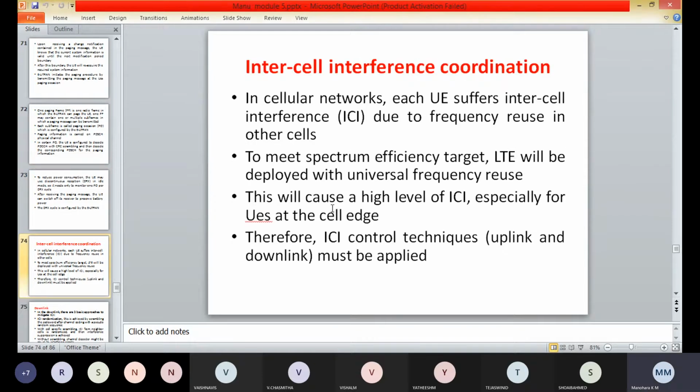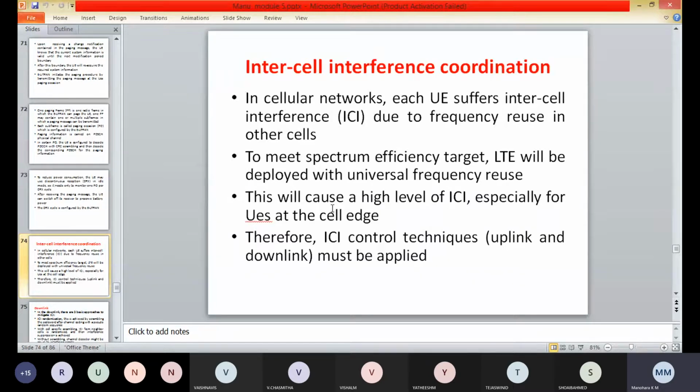So next we have intercell interference coordination. In cellular networks, each user equipment suffers intercell interference, that is ICI, due to the frequency reuse in the other cells.